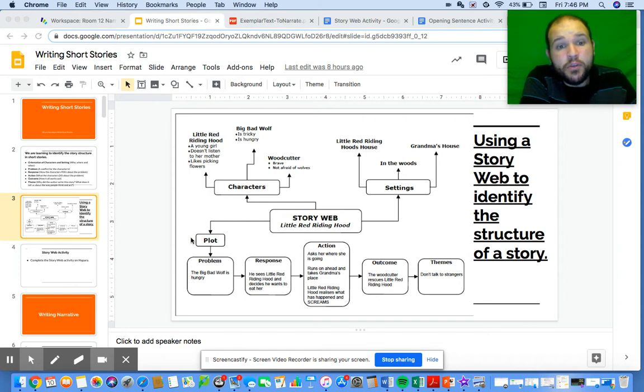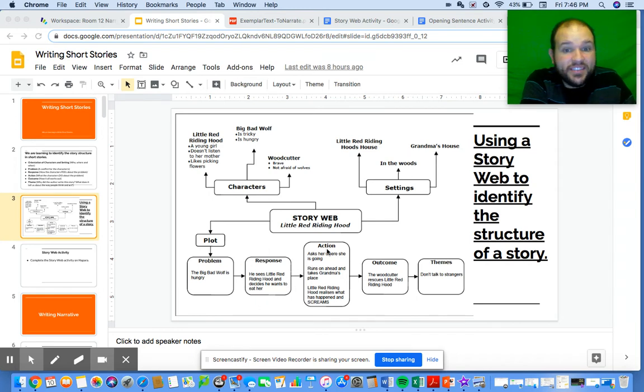Now, the problem tends to be the first thing that we identify in a story. What is the problem? The problem is that the Big Bad Wolf is there. The Big Bad Wolf is the problem in the story. He's the antagonist, which means he's the bad guy, and so we need to be looking at that as the problem. So the problem is the Big Bad Wolf, and he's hungry. And his response to seeing Little Red Riding Hood is he decides that he's going to eat her.